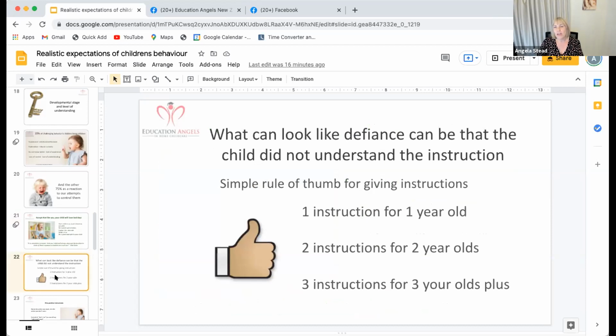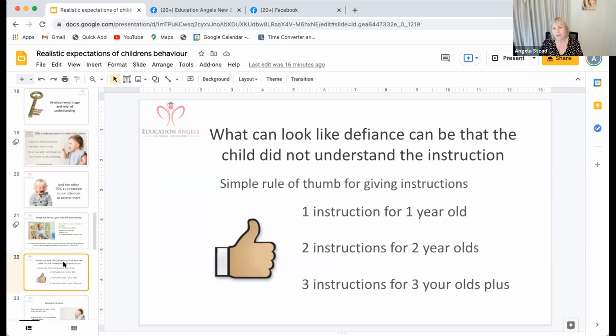So what we can look at as defiance or not doing as you're told can be simply that the child didn't understand the instruction. So a simple rule of thumb when giving instructions is 1 instruction for a 1-year-old, 2 instructions for a 2-year-old, and 3 instructions for a 3-year-old.